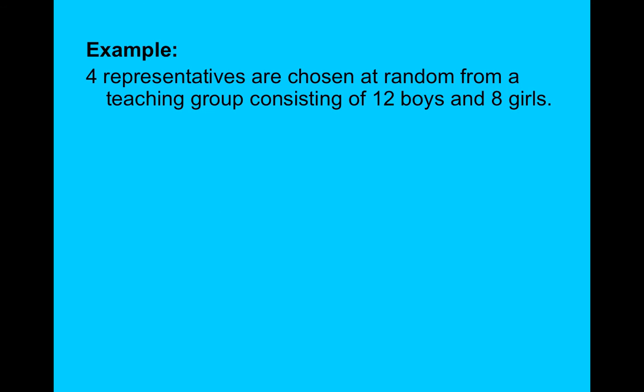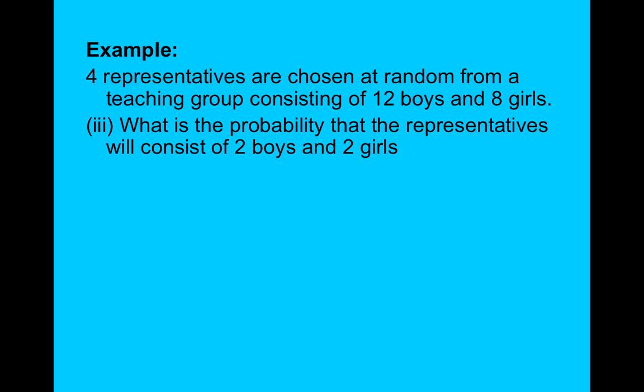If we turn that into a probability question, what is the probability that the representatives will consist of 2 boys and 2 girls? So we've worked out how many ways there are of getting 2 boys and 2 girls, and it will be out of the total possible number of combinations of these 4 representatives, which is 1,848 over 4,845, which ultimately gives you 0.381 to 3 significant figures.